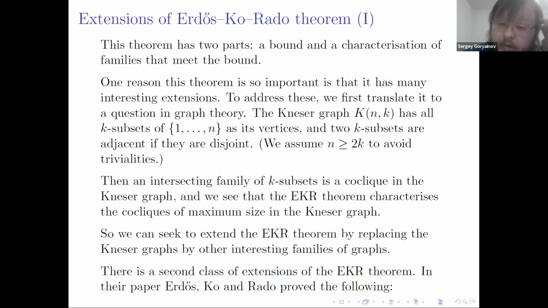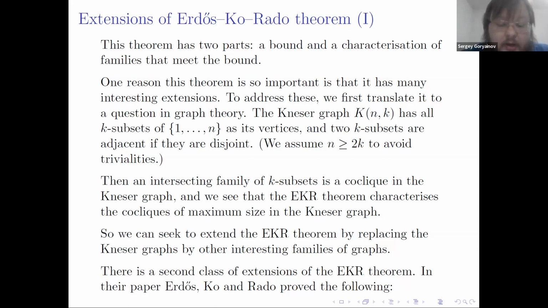We assume that n is greater or equal to k to avoid trivialities. Then an intersecting family of k-subsets is a co-clique in the Kneser graph, and we see that the Erdős-Ko-Rado theorem characterizes the co-cliques of maximum size in the Kneser graph. So we can seek to extend the EKR theorem by replacing the Kneser graphs by other interesting families of graphs. There is a second class of extensions of the Erdős-Ko-Rado theorem.